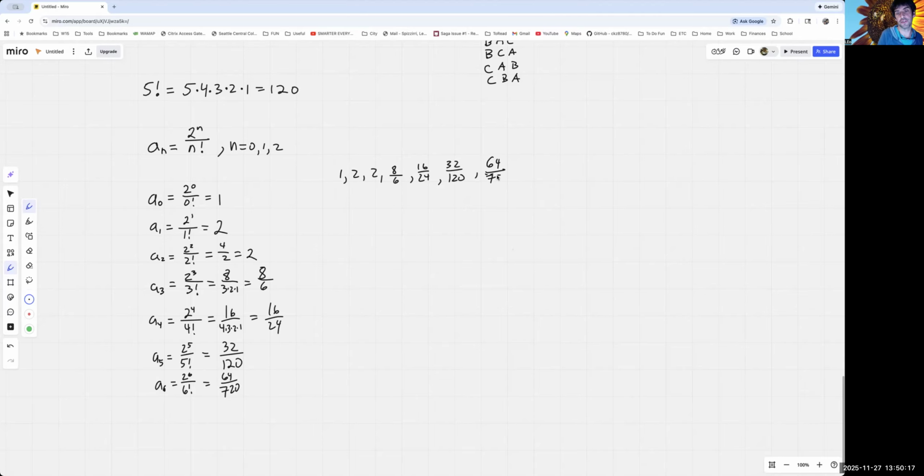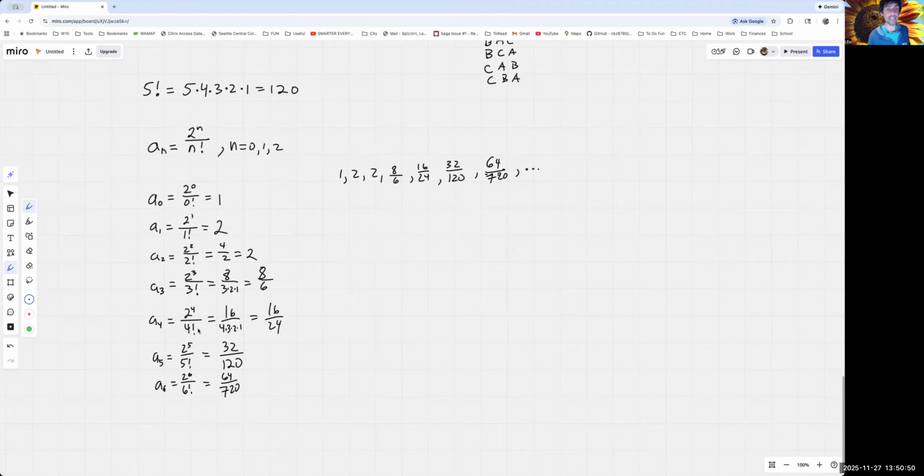64 over 720 and so on. Okay. So one, we're just getting used to using factorials here. But two, I want to notice something about the factorial. We've got an exponential in the numerator here. One of the big things about exponentials is how fast they grow, right? We've compared them to polynomials and seen that eventually exponentials, if their base is bigger than one and their exponents are positive, are going to grow much, much faster than a polynomial eventually.